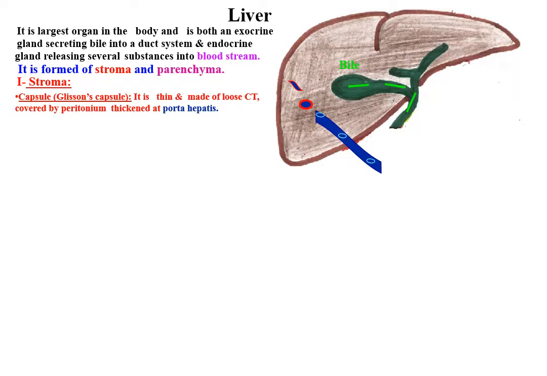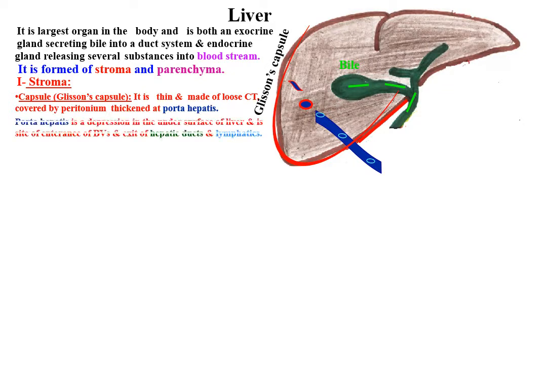Capsule. Capsule of Glisson is thin and made of loose connective tissue covered by peritoneum. It is thickened at the porta hepatis. Porta hepatis is a depression in the undersurface of the liver and is the site of entrance of blood vessels and exit of hepatic ducts and lymphatics.